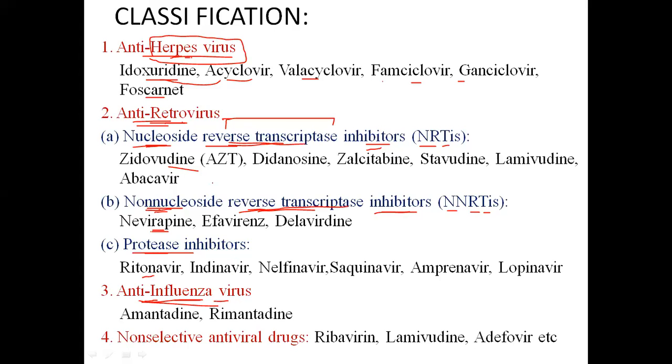Okay, so I have identified here the prototypic drugs, like iodoxuridine and acyclovir. These are prototypic drugs in anti-herpes virus. In anti-retrovirus, in the nucleoside subclass, zidovudine is a prototypic drug. Then in non-nucleoside, nevirapine is a prototypic drug. And in protease inhibitors, ritonavir is a prototypic drug. And in anti-influenza, amantadine is a prototypic drug.